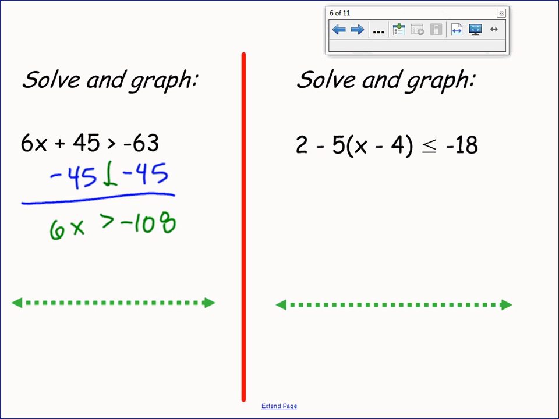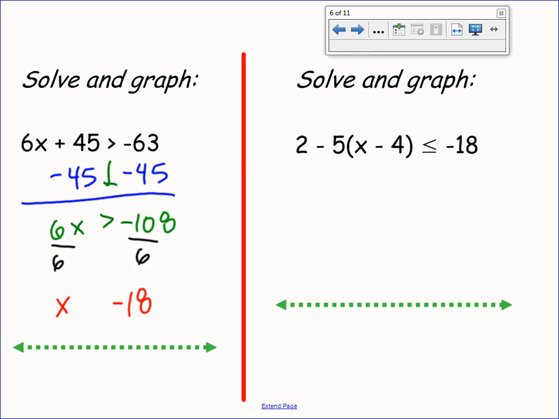Good. Now to solve for x, I divide both sides by 6. That gets x alone. Hooray! Negative 108 divided by 6. I'll have to do that. And I get... let's do 18. You guys give me 18? Negative 18? Awesome. And then I'll go ahead and say, do I need to change my direction?